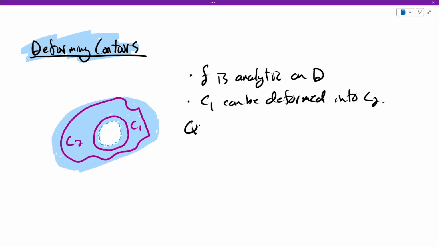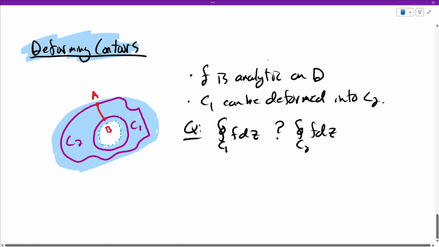And so the question is, does the integral over C1 of f have anything to do with the integral over C2 of f? So let me just put a question mark in between them. And so what we're going to do is we are going to make a new contour. So I'm going to add in this kind of red piece, and I'm going to mark points A and B where the red pieces intersect the two contours C1 and C2.